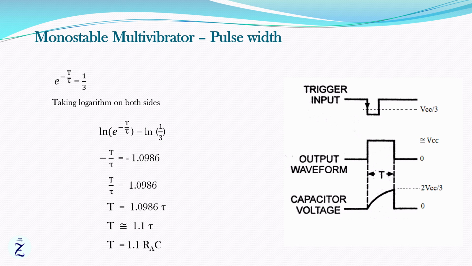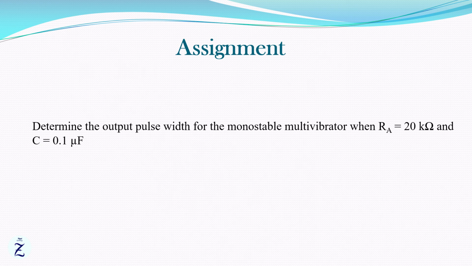This is how we can derive the duration of pulse, or we can show the pulse width depends on the resistance and the capacitance value. Take an assignment. Here is the question. Determine the output pulse width for the monostable multivibrator when Ra is equal to 20 kilo ohm and C is equal to 0.1 microfarad.